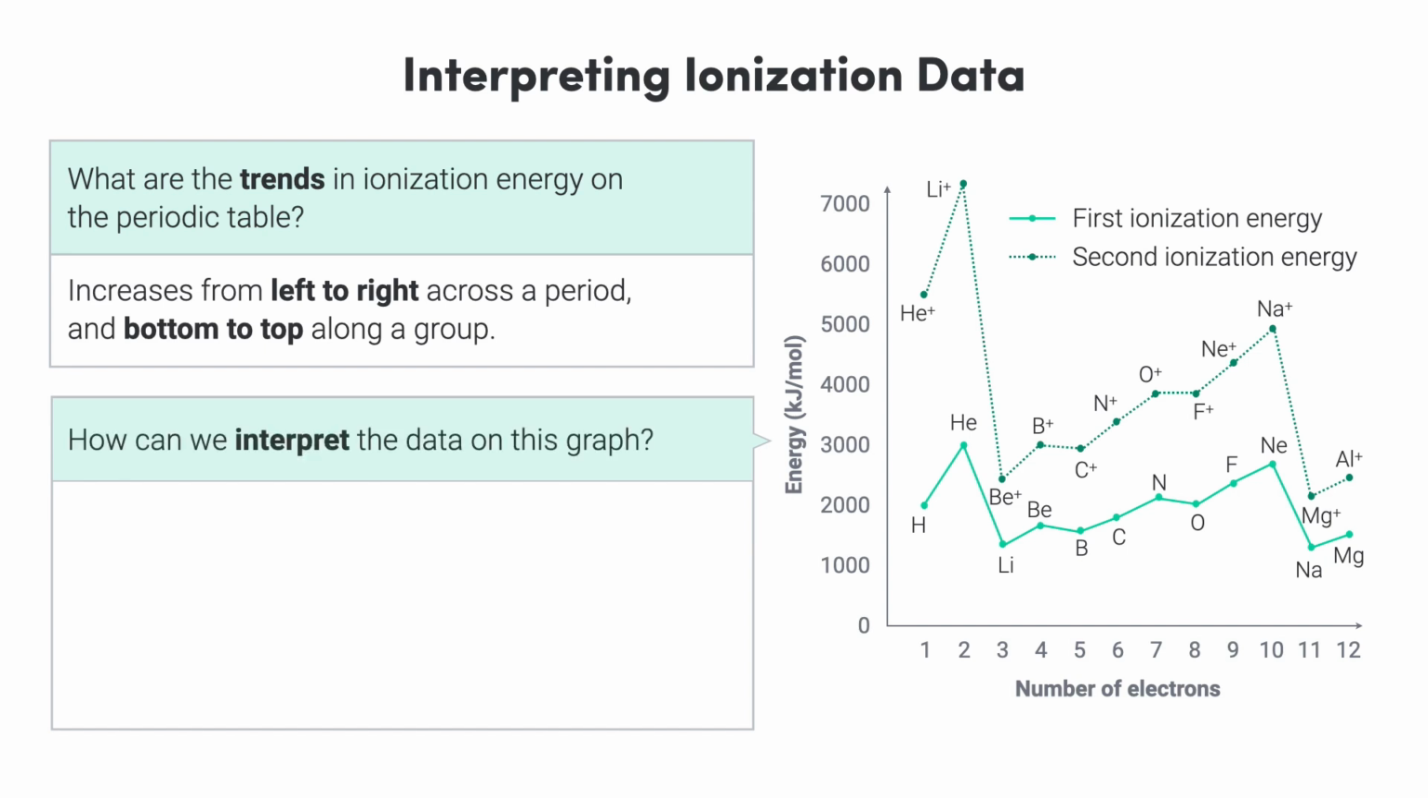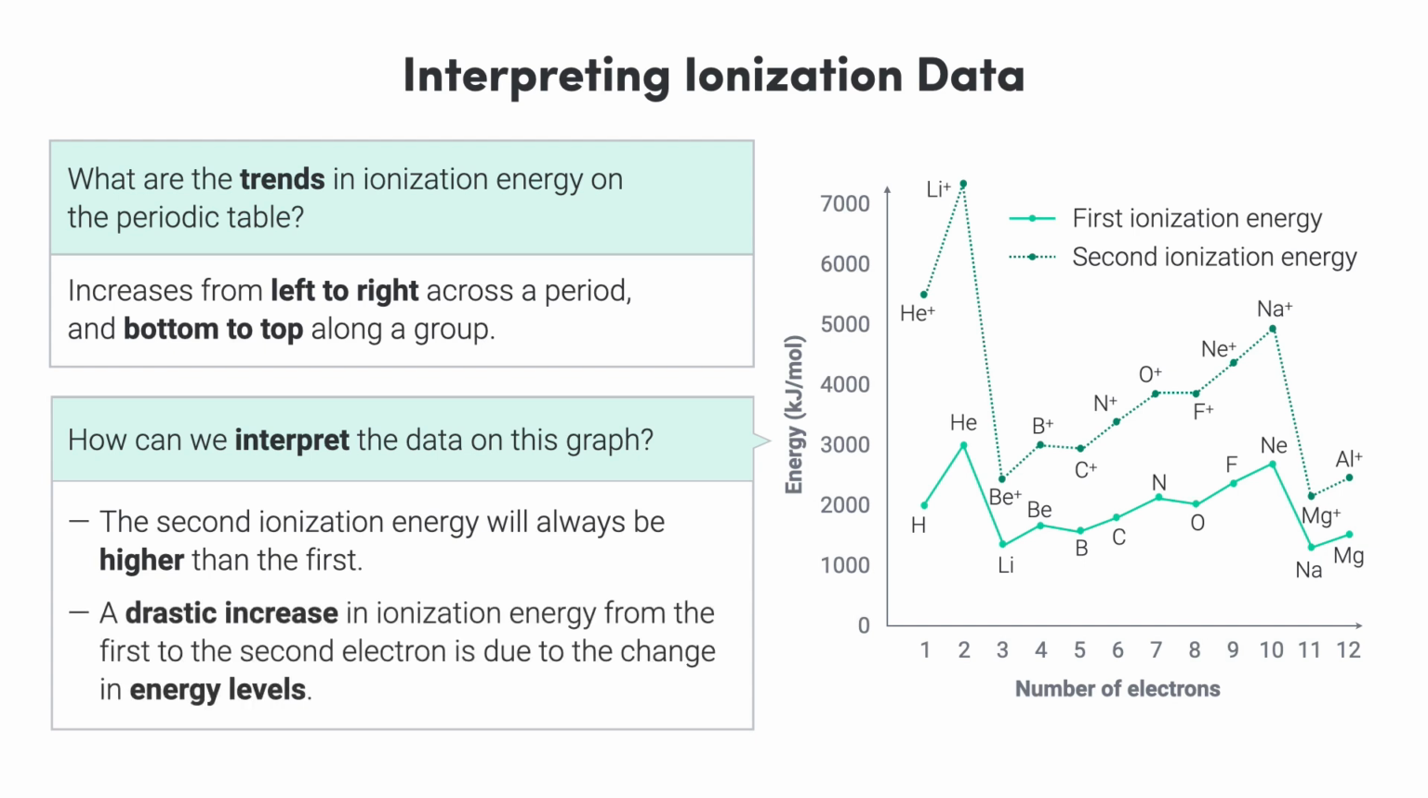And finally, how can we interpret the data on this graph? A graph like this one shows the difference between first and second ionization energies for the elements provided. We can interpret two things from this graph. First, the second ionization energy will always be higher than the first because the atom becomes a positively charged ion after the first electron is removed. This positive charge makes it harder to remove the next electron because the nucleus is now attracting the remaining electrons more strongly. And second, a drastic increase in ionization energy from the first to the second electron is due to the change in energy levels.